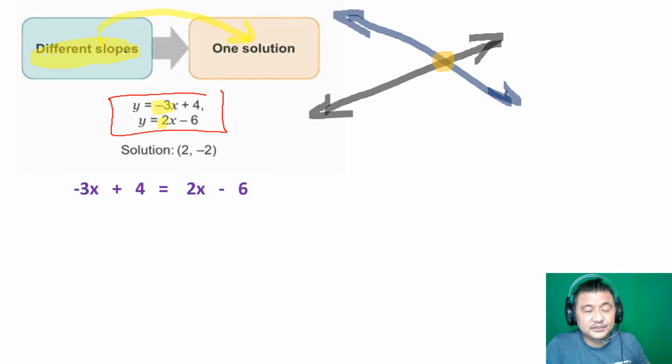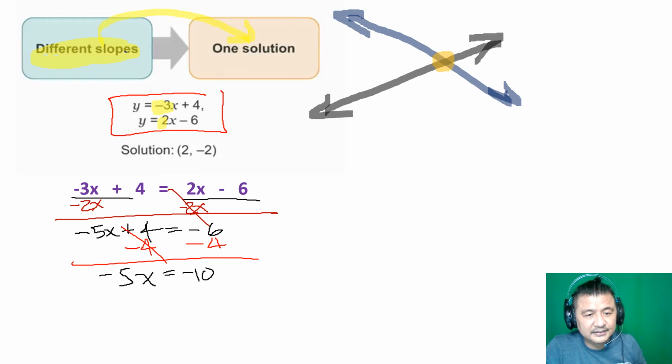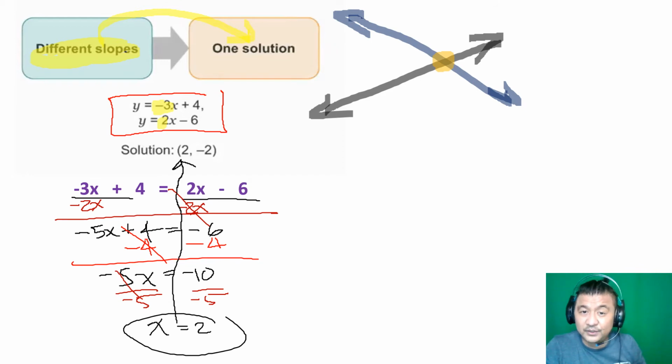Let's check it out. Since they're equal to each other, let's write equal to each other. This one is equal to that. So what do I do? Put the x together, minus 2x for you, minus 2x for you. That cancels out. That becomes negative 5x plus 4 equals negative 6. I need to get rid of 4, minus 4, minus 4. That cancels out. Negative 5x is equal to negative 10. Divide by negative 5, divide by negative 5. Cancels out. x is equal to 2. See that? The solution, x is equal to 2. There is one solution, right?